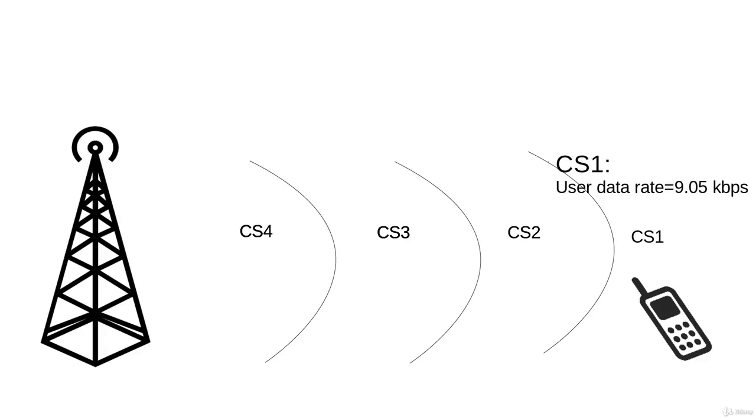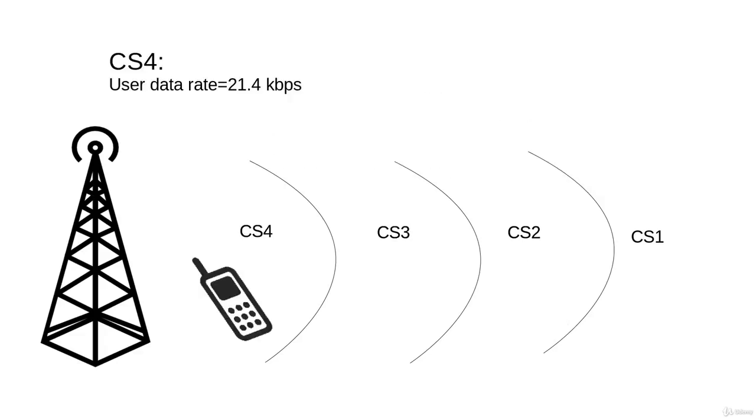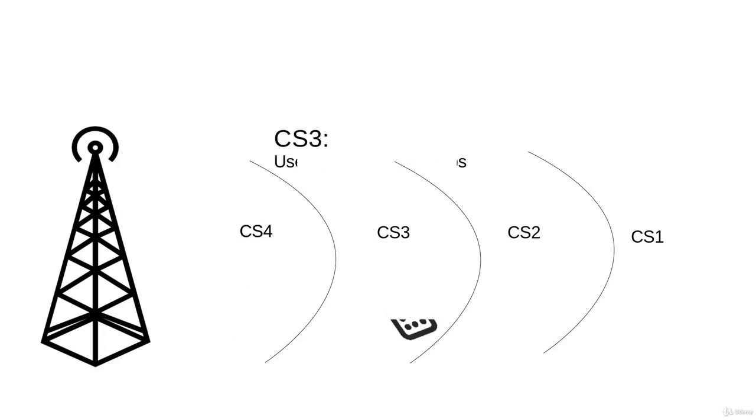Now compare this with the GSM. When we were in the CS4, for example, when we are here, we are actually using 21.4 kbps as the data rate of a user in one time slot. Compare that to the GSM, where in one time slot you could have a maximum data rate of 9.6 kbps. So here we can see that there is more than twice improvement in the data rate when we are using coding scheme number 4 under favorable channel conditions.